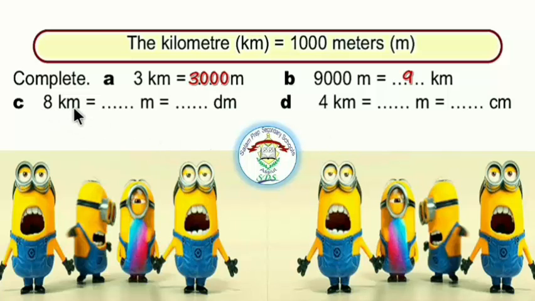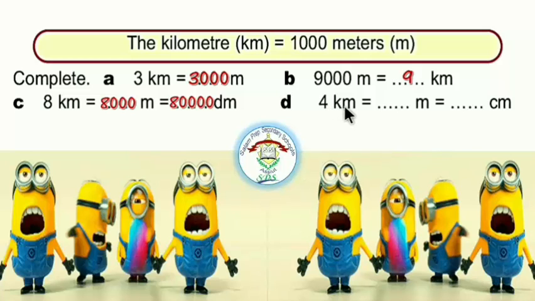8 kilometer equal blank meters. We move from big to small, so we will put zeros. From kilometer to meter, we will put 3 zeros. 8 kilometer equal 8,000 meter. From meter to decimeter, we will put 1 zero. So 8,000 meters equal 80,000 decimeter.